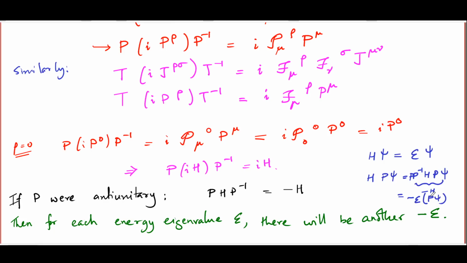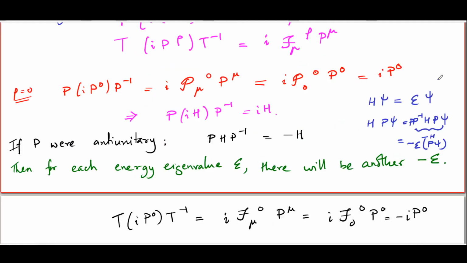On the other hand, if P is a unitary operator, then P iH P inverse would simply be iH, and this would simply tell you that H and P commute. So a similar argument, like the one that I've just made a while ago, would tell you that psi and P psi would have to correspond to the same energy E. Barring degeneracies, that would actually mean that psi and P psi are multiples of each other.